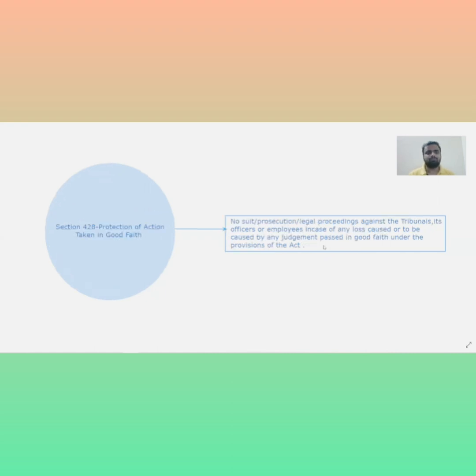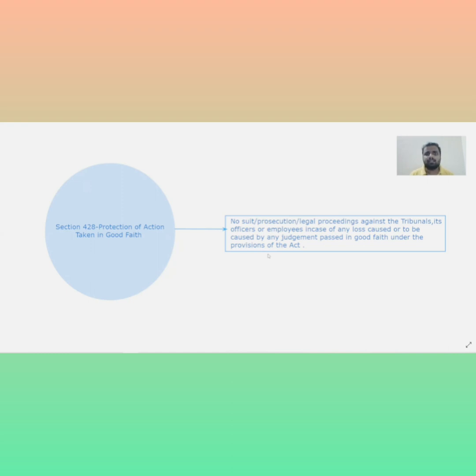Moving on. Section 428, protection of action taken in good faith. Now it always happens that when any verdict is given, it creates a huge loss, but that loss is just because it was taken in good faith. So why should the judicial power be penalized for it? So this section is like a protective right.